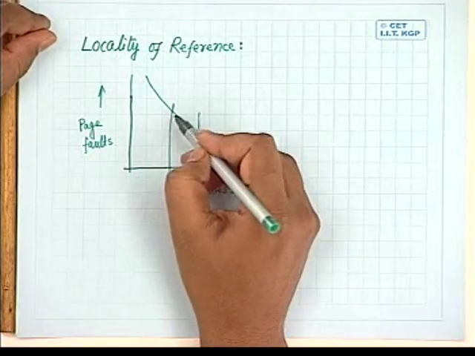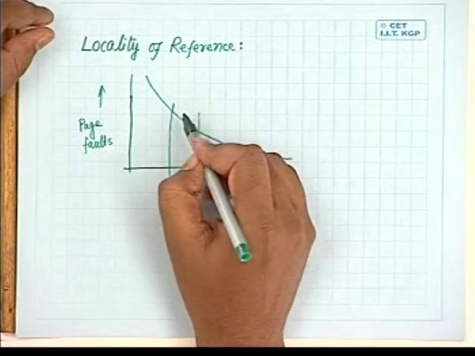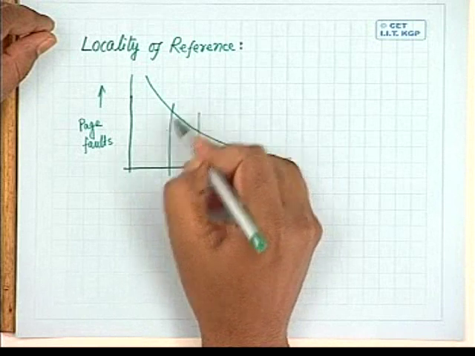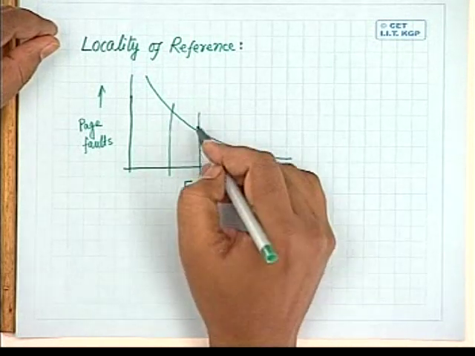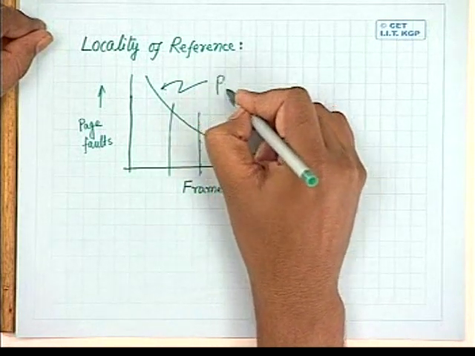So we should always try to maintain the number of frames available for accommodating the pages somewhere here. This kind of curve is called a Pareto curve.